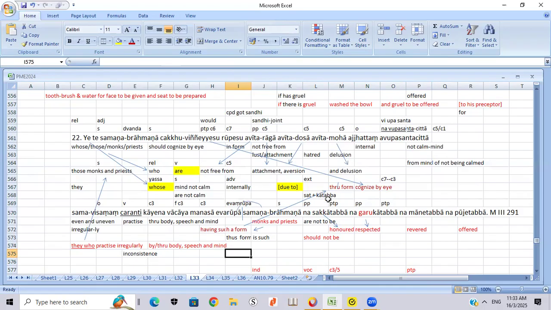The word is kattabba. The word kattabba means ta plus ka, to be done. So when you combine kattabba plus sat, technically it means to be honored. This one is to be honored. Since this is not here, so I put in this line are not to be honored, and the word garu is respect. Garu has more than one meaning. Garu can mean heavy, not respect.